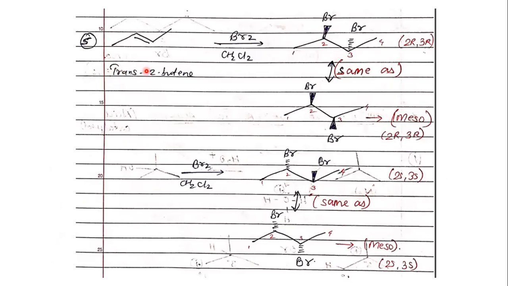Pay attention. Trans-2-butene. I have taken trans-2-butene. If you can see, one CH3 is going below, the other CH3 is going above. If this is my plane, the plane will be here. If I want to see a trans compound, one CH3 is going below, the other CH3 is going to the opposite side. That is why it is trans-2-butene. Again, reacting with bromine and dichloromethane, again anti-addition is going to happen.